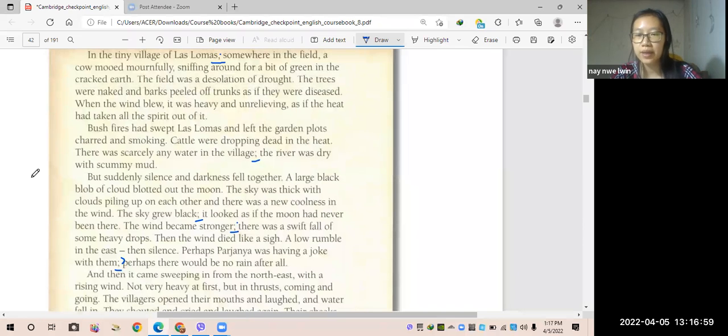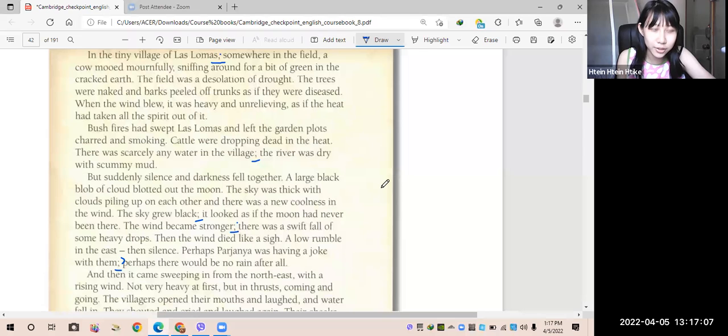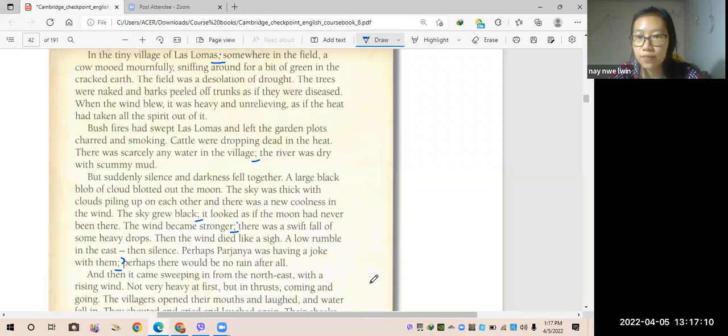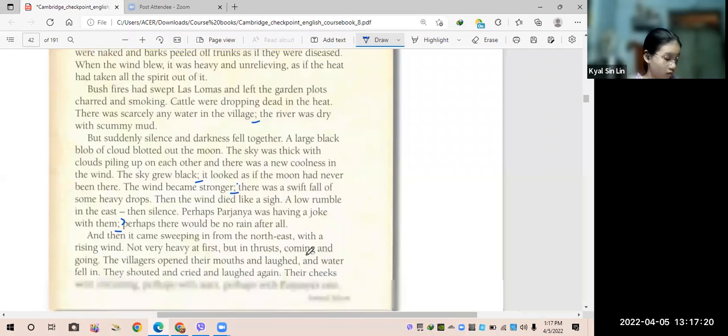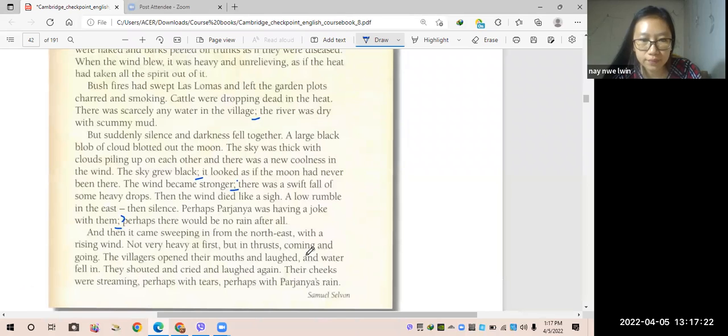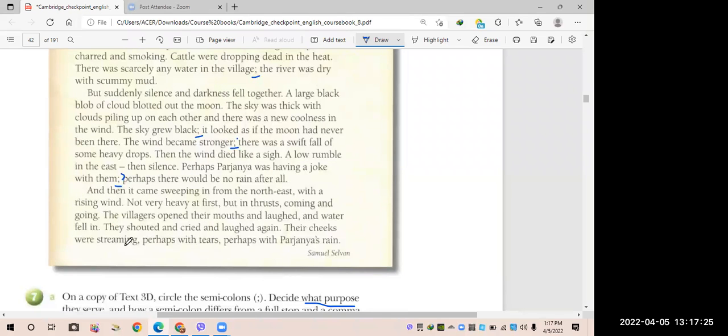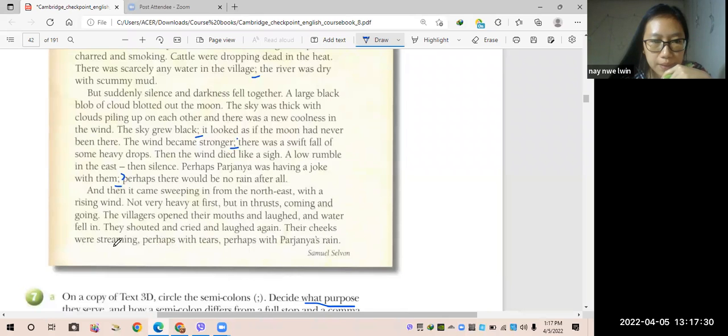Where is the second place? Did you find it? Still finding. Okay. The last sentence. Where is that? Perhaps with tears, semicolon. Their creek was streaming, comma, perhaps with tears, comma, perhaps with incessant rain.